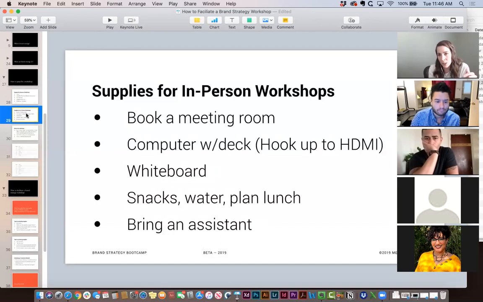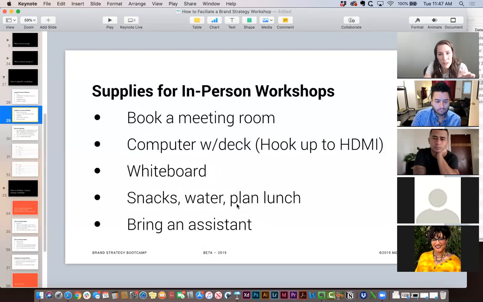Bring your computer with the template or the deck. I usually hook up to an HDMI with the template, but I've also done half of a meeting, or all, I think, on a whiteboard. So you can decide what you want to do. It depends on your setup of your room. I know some people bring those big pads of paper too. I like making things really simple myself, so I try not to do anything crazy. I bring snacks, water, and I do plan lunch. So sometimes I have brought lunch in for them.